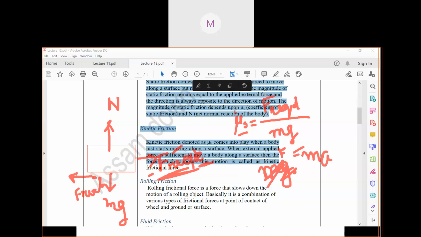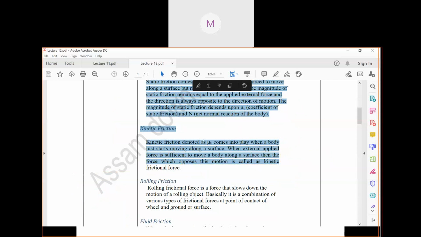Now, this mu s is something that you have to multiply, so that you get the amount of frictional force. If you multiply these two, then only will you get this frictional force. So this is simply a coefficient, or an unknown value, that you have to multiply in order to find out the amount of frictional force that is active. Now it is clear.